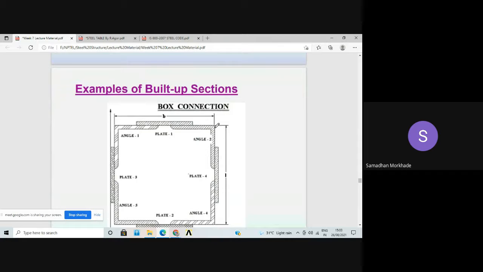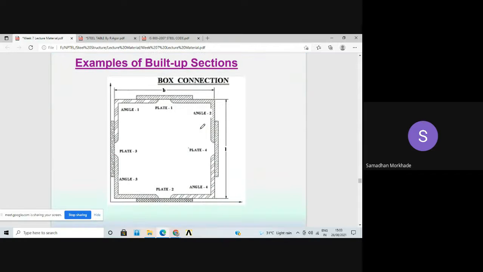Now, these are the examples of how built-up sections actually look. I will put this as your sheet number 4. Tomorrow we have lab sessions, and in tomorrow's session I will put both the problems for sheet number 3 and sheet number 4. We have completed two sheets; tomorrow we are going to complete the second two sheets, sheet number 3 and sheet number 4. So just wait.